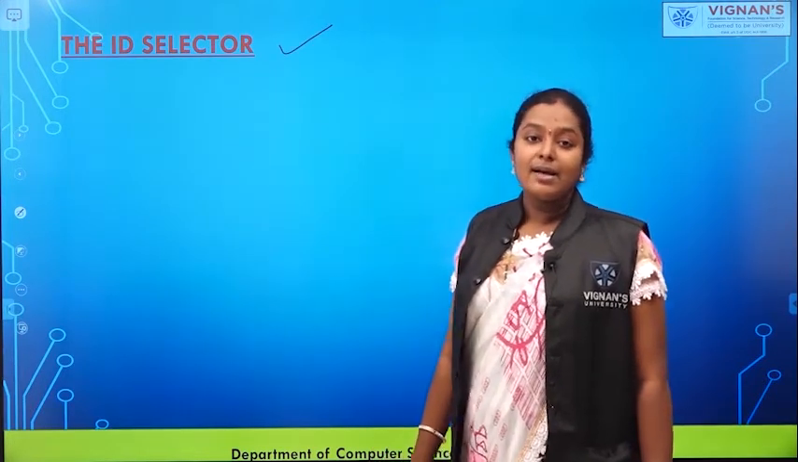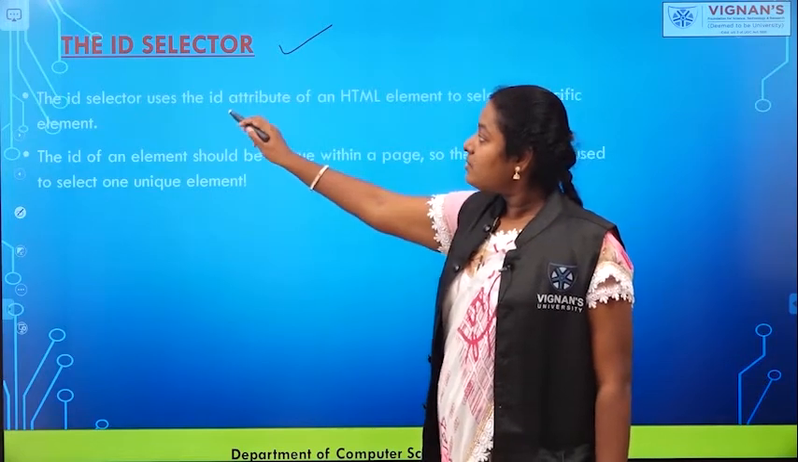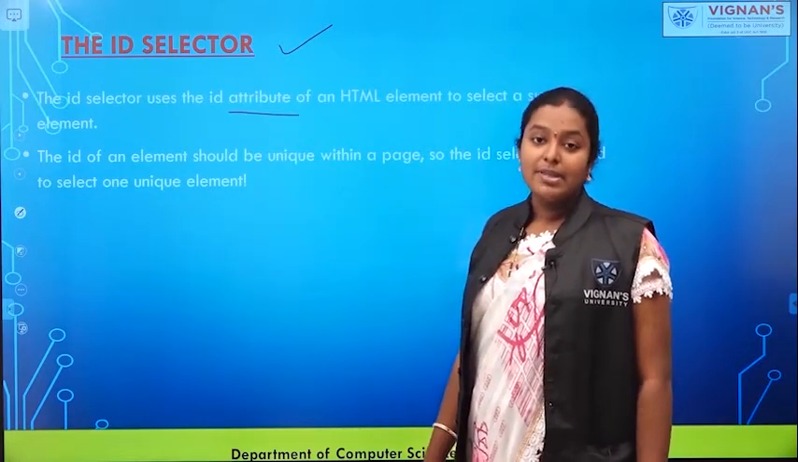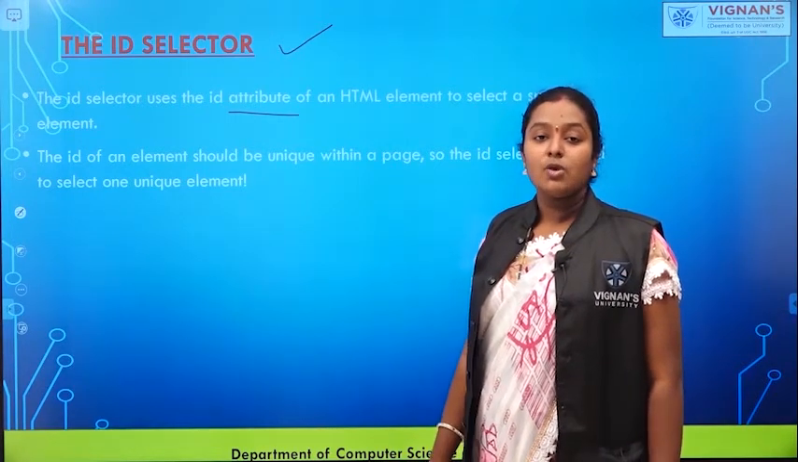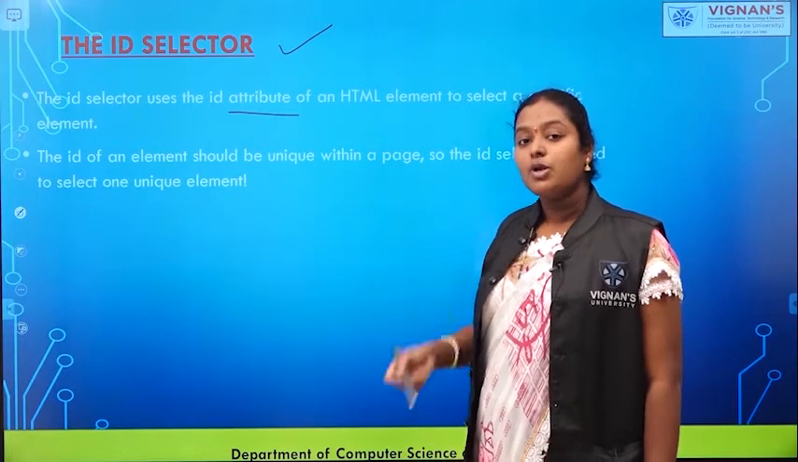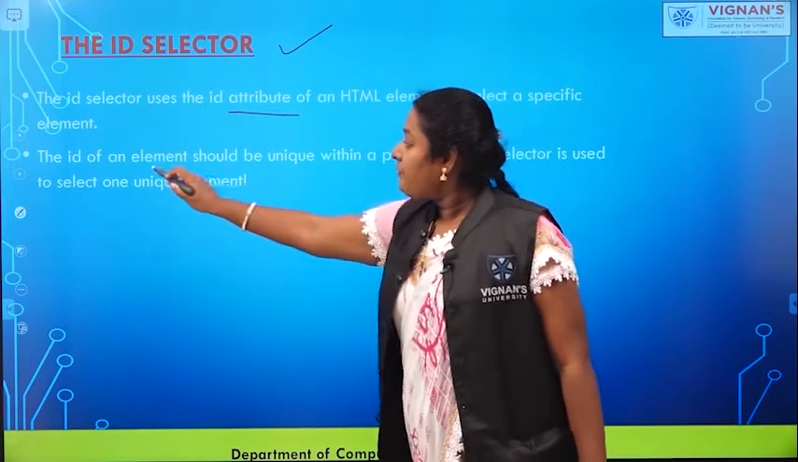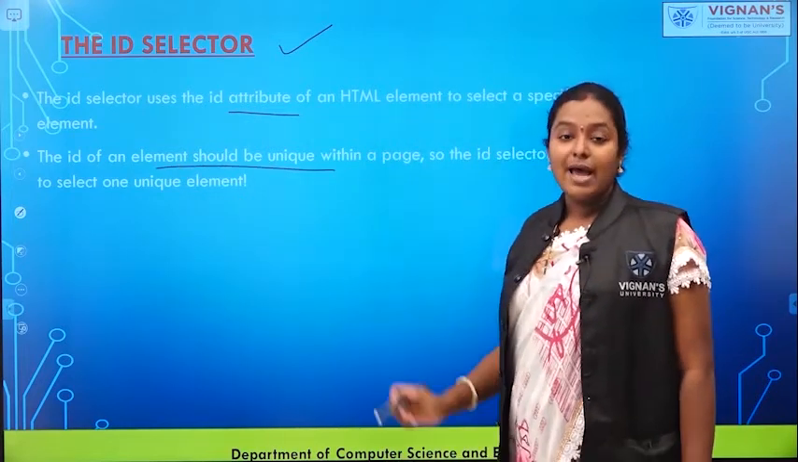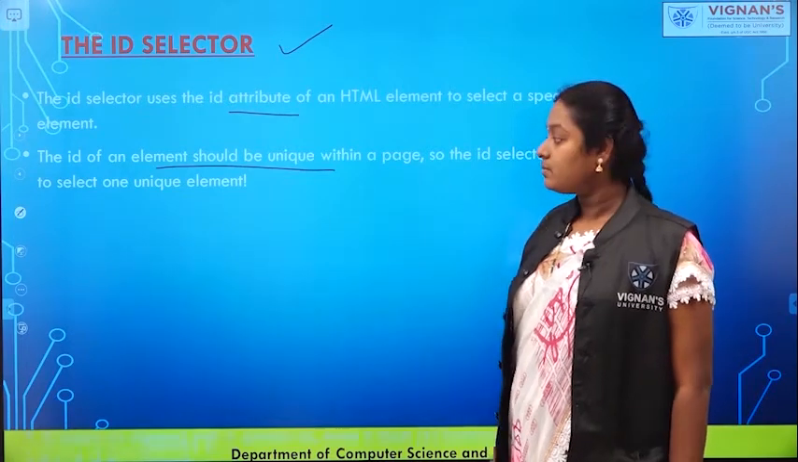So the next selector you are going to discuss in the CSS selectors is the ID selector. Based on the ID you will select the corresponding elements in the web page. So the ID selector uses the ID attribute. In the tags you have one more attribute, that is ID. Based on the ID you will select the corresponding element to which you want to apply the styles. The ID of an element should be unique. So the ID whatever you are using in the different tags must be a unique value.